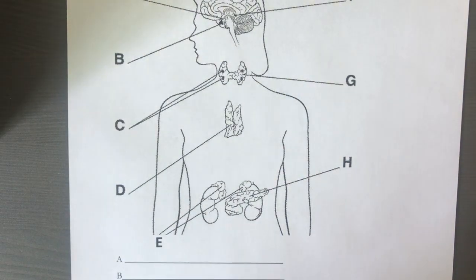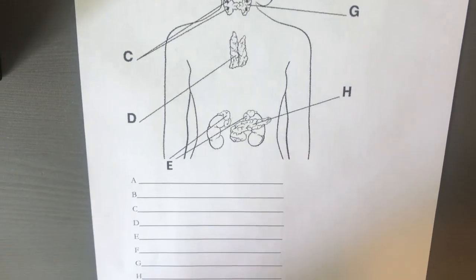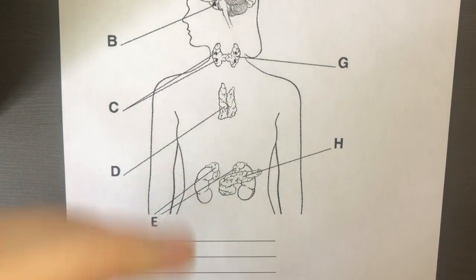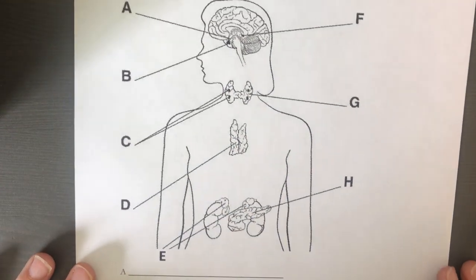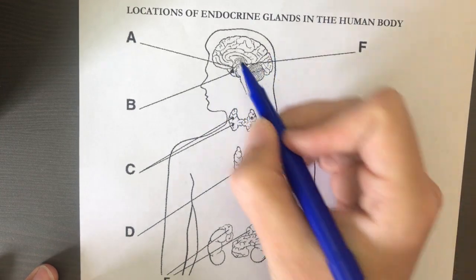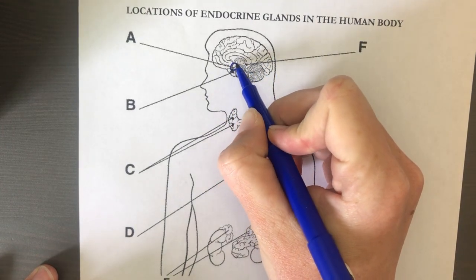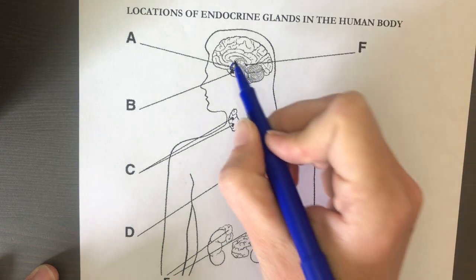All right, I'd like you to find the diagram on the next page. Looks like this. I'm going to see how much of this I can get in one frame. So structure A is going to be right here. It's on the bottom of the brain.